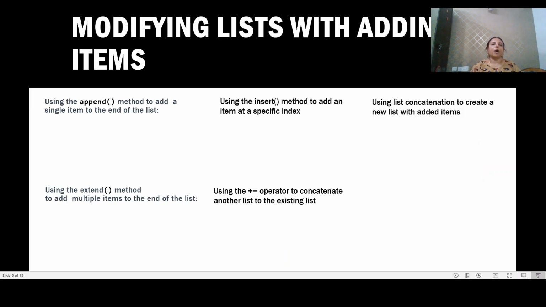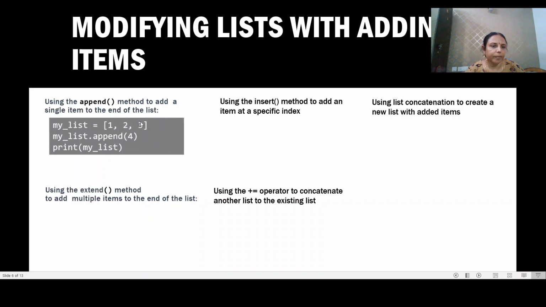Now, how will you modify the list by adding items? We have different methods to modify the list. We can use the append method, the insert method, concatenation, then we have the extend method, and you can also use the plus equal to operator. Remember, append, insert, and extend are the most commonly used methods for modifying the list.